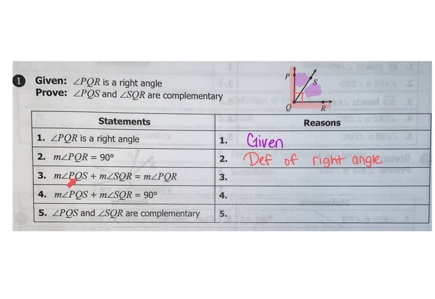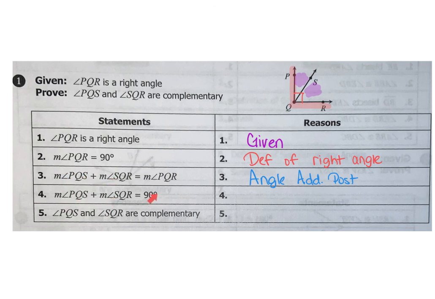The measure of PQS plus the measure of SQR. So PQS plus SQR equal PQR, the whole. That is angle addition postulate. All right, angle addition postulate. Now they have said that PQS plus SQR equals 90.